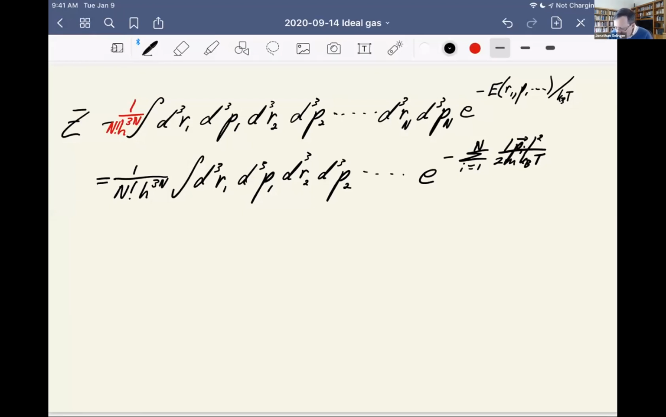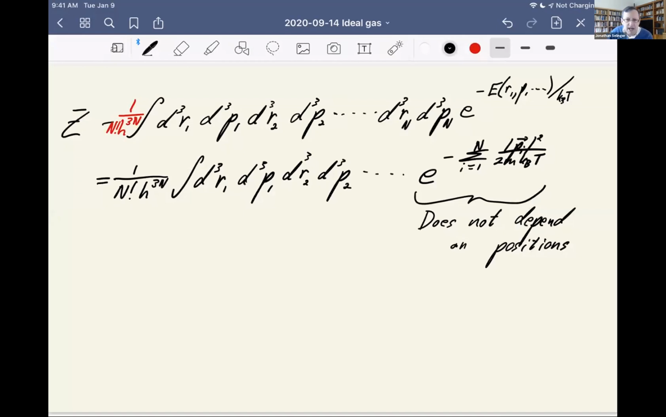Now, let's do this integral. The first thing that you can see is that, with all the simplifying assumptions that I have made, nothing in the integral depends on positions. So for each of the position integrals, I'm integrating something simple. When I integrate over x for particle number 1, I'm integrating from 0 to L. Likewise, when I'm integrating over y for particle number 1, a factor of L. So I get 3 factors of L for each particle.